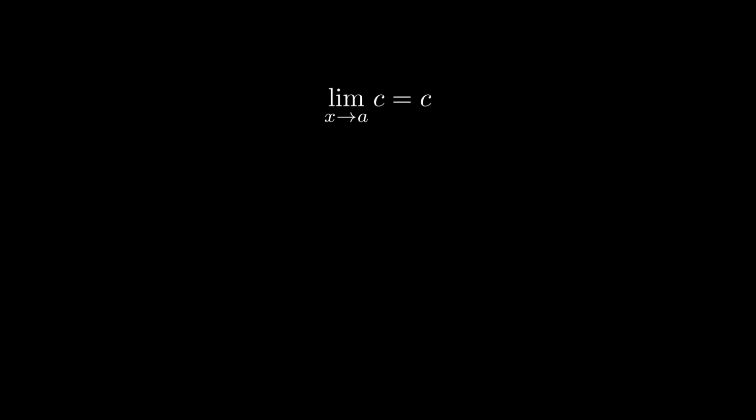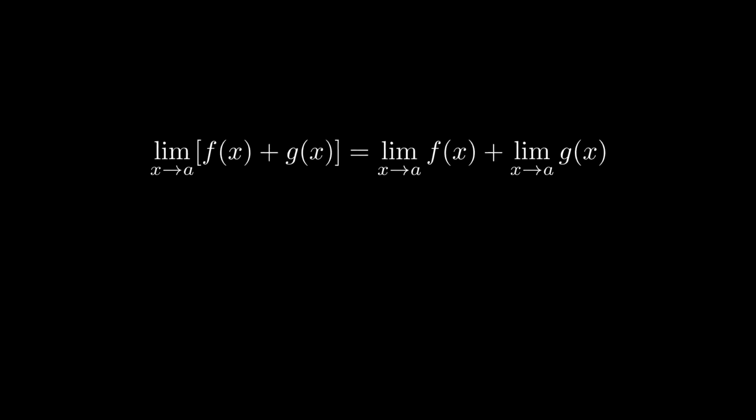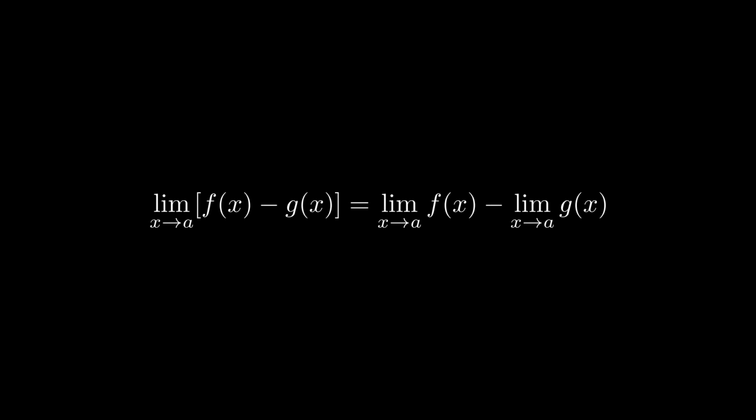Now, let's look at some limit rules. The limit of a constant is just that constant. For example, the limit as x approaches a of c is just going to be c, because the variable x has no effect on the constant. Now, if we want to find the limit of two functions summed together, we can separately find the limit of each function. And this works for subtraction also. If we're given the difference of two functions, we can separately find the limit of each function.